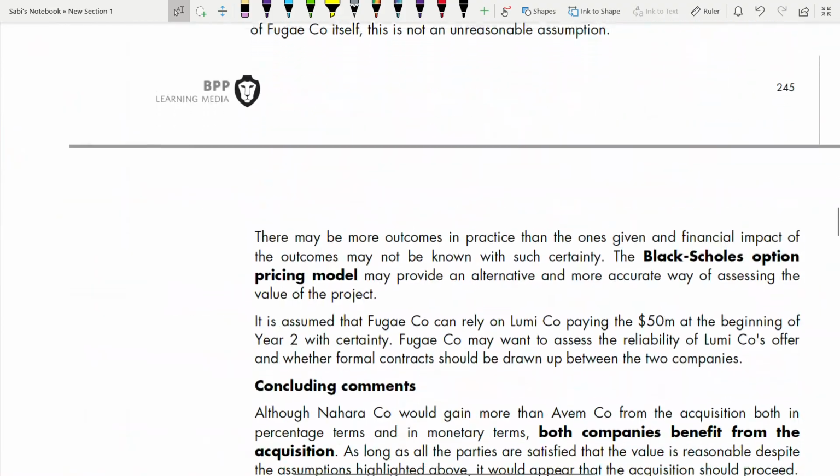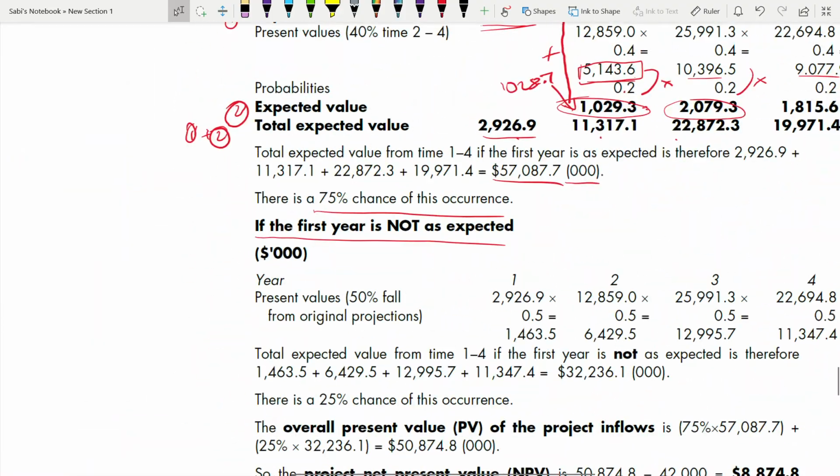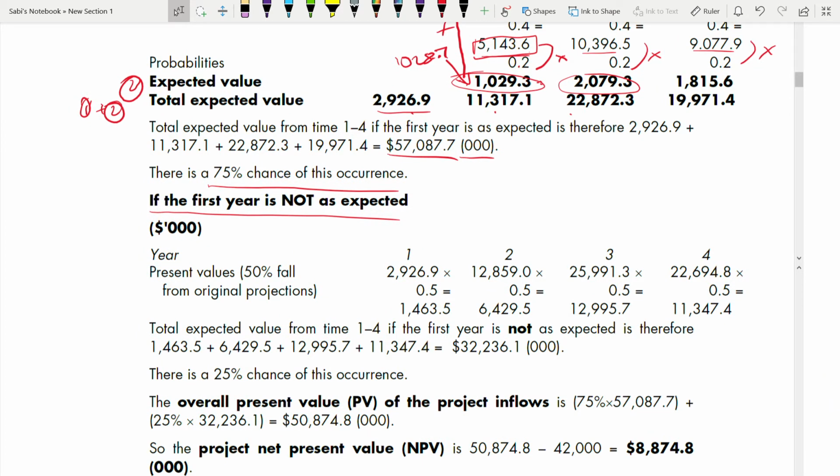So what is the original estimate? Out of that, 50%. So on that original estimate, you just have to take 50% as this. This is easier. Add all. This is the present value. This is the 25% chance of occurrence.